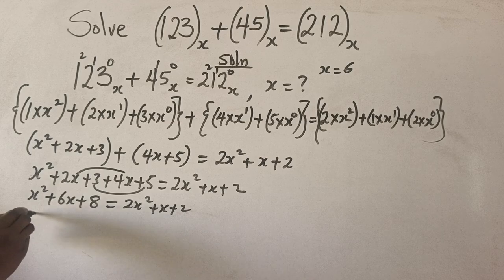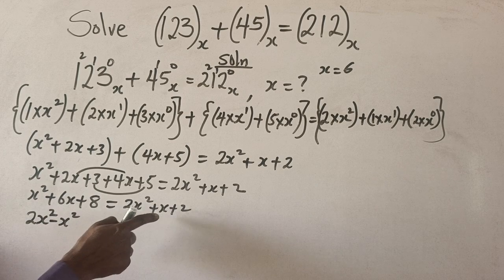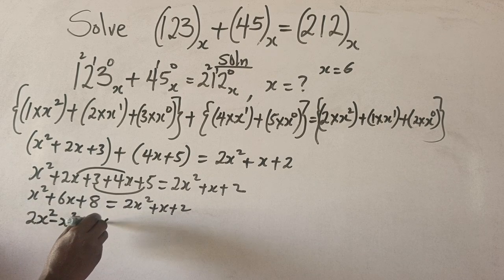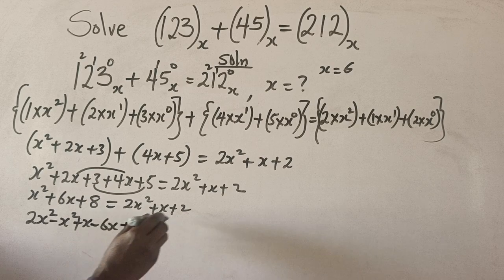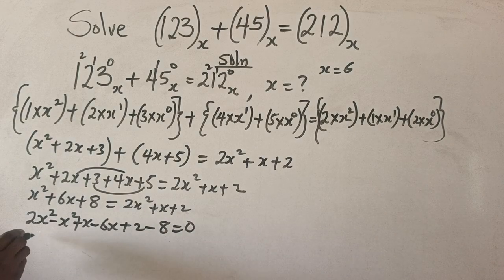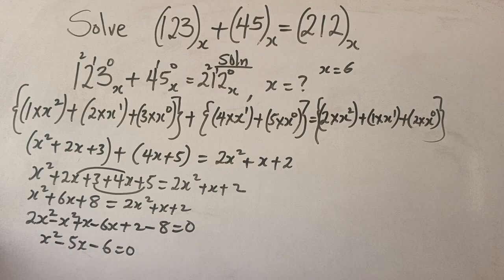So we have 2x squared, then this one is coming to change to minus x squared. Then we have plus x, then plus 6x is coming here, turning to minus 6x, now plus 2, then 8 is coming, turning to minus 8, equal to 0. So we have 2x squared minus x squared, we have x squared, x minus 6x, we have minus 5x, 2 minus 8, that will be minus 6, equal to 0.